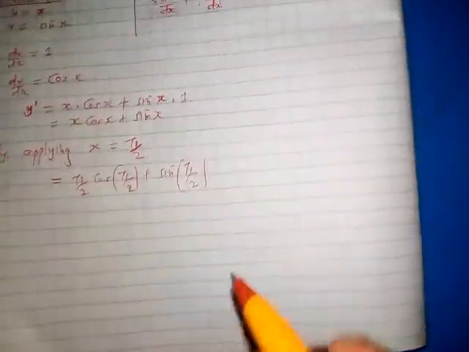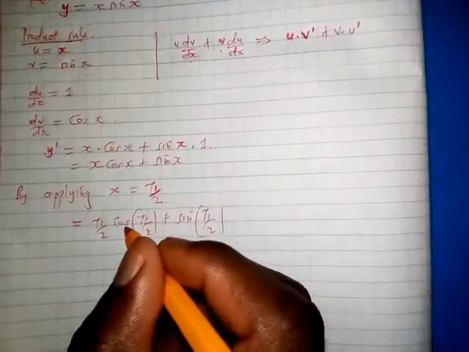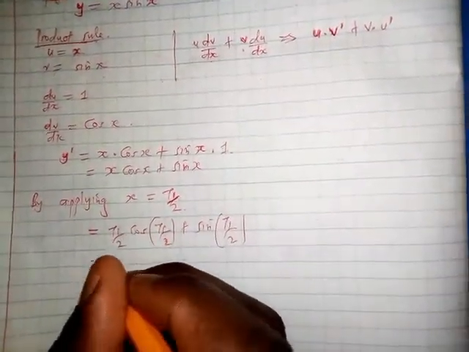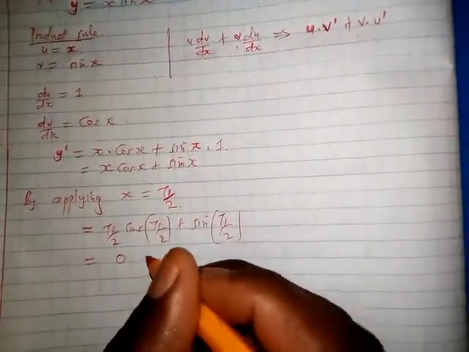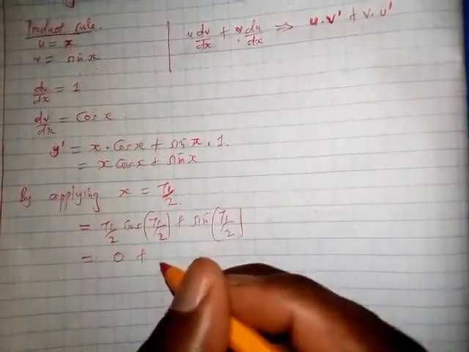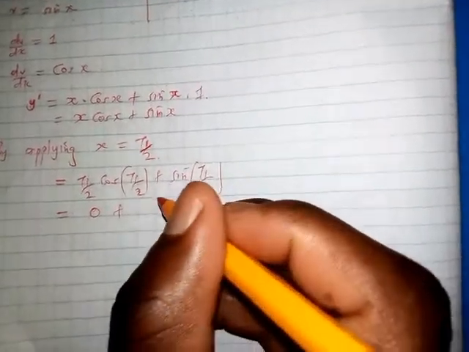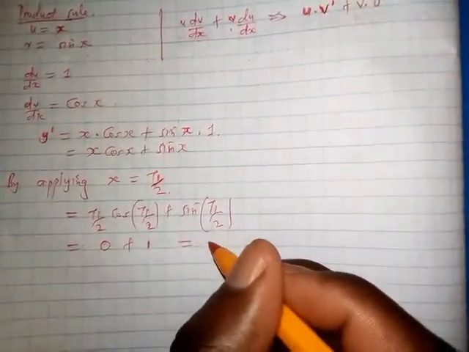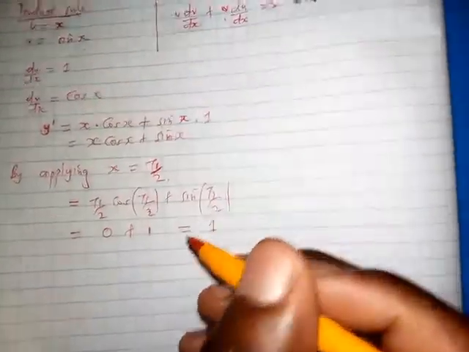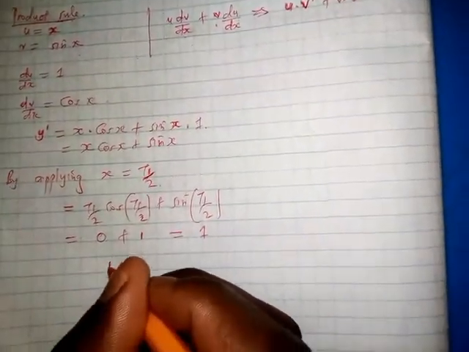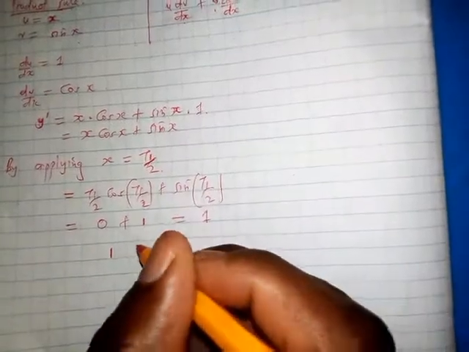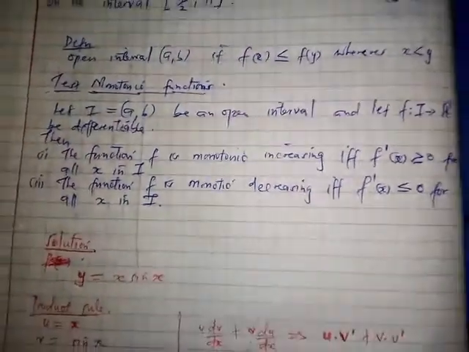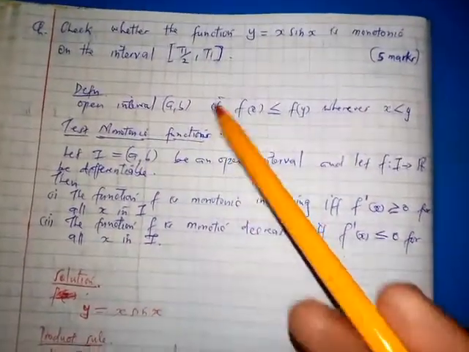Thus this gives us: cos pi over 2 is 0, so multiplied by pi over 2 is 0, plus sin pi over 2. Sin pi over 2 is 1. So the answer is 1, and 1 is greater than 0.